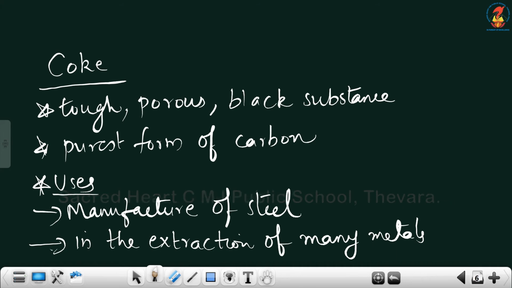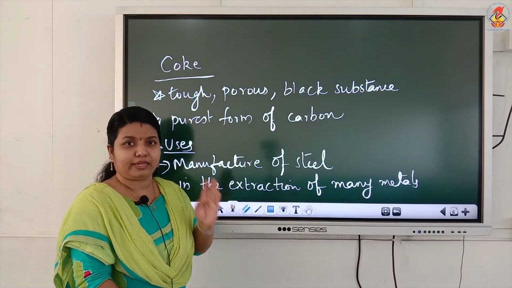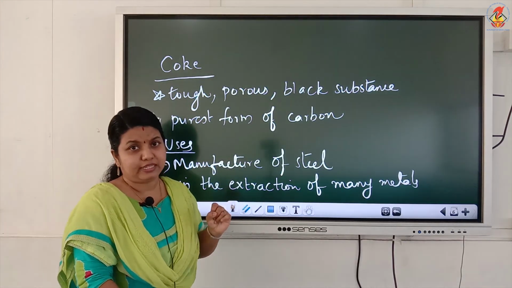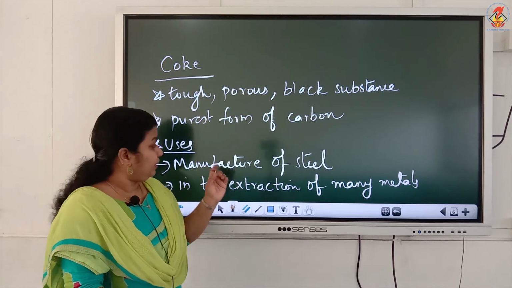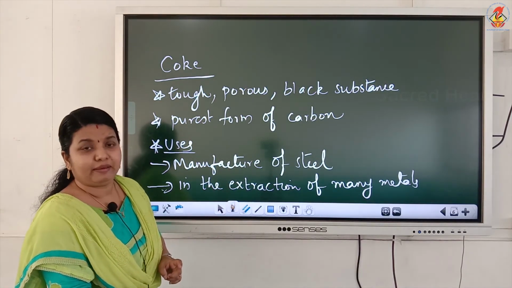What are the characteristics and uses of coke? Coke is a tough, porous, black substance. It is the purest form of carbon. Then it is used in the manufacture of steel and in the extraction of many metals. It is very important. Please mark it and learn it. Characteristics: tough, porous, black substance, purest form of carbon. Uses: in the manufacture of steel and in the extraction of many metals.